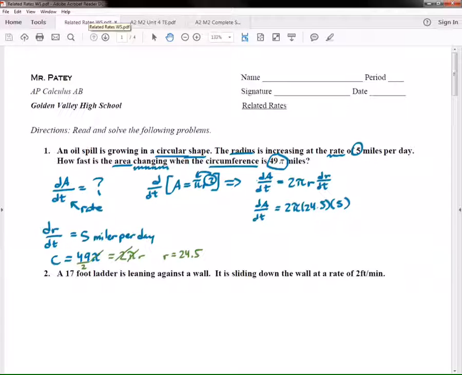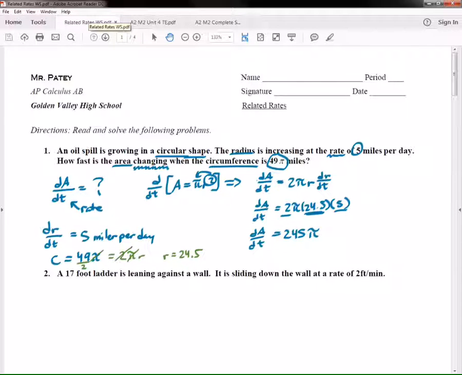Now I'm going to leave the pi. I'm not going to multiply them out. Let's just multiply 2 times the 5, which is 10. And then we get 10 times this number, which would just move the decimal over, right? 245. And then we have the pi right there. So we get 245 after multiplying 2, 5, and 24.5. This is dA over dt.